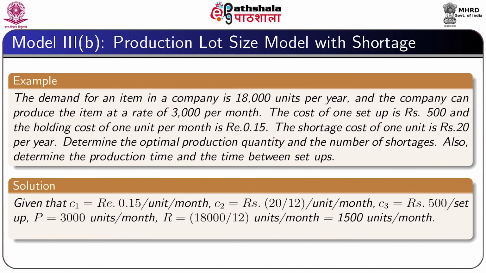From this problem, we find that the holding cost C1 is equal to rupees 0.15 per unit per month and the shortage cost C2 is equal to rupees 20 by 12 per unit per month. C3, the setup cost, is equal to rupees 500 per setup. The production rate here P is equal to 3000 units per month. The demand rate is equal to 18,000 divided by 12 units per month, which is equal to 1500 units per month.